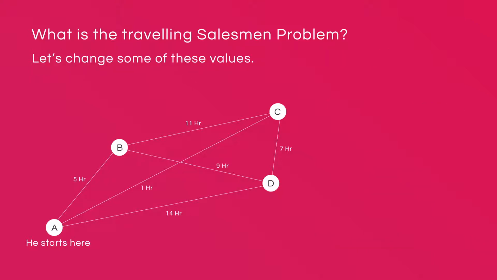So let's change some of these values. This is an updated map here. It looks a little bit different. I changed some of the values. What do you think the shortest way for the traveling salesman to reach all possible destinations is this time? Go ahead and try to figure it out. Pause the video if you need to and see what you get and then see if it's the same as mine. So the fastest way here is to go to C, and then come back to A, then go to B, and then go to D. That would take 16 hours.